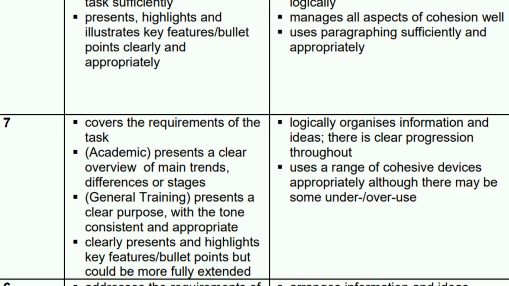For getting a band 7 for the task achievement, you should have to cover the requirements of the task. Academic candidates should present a clear overview of main trends, differences, or stages. General training candidates should present a clear purpose with the tone consistent and appropriate. Clearly present and highlight key features or bullet points, but could be more fully extended.